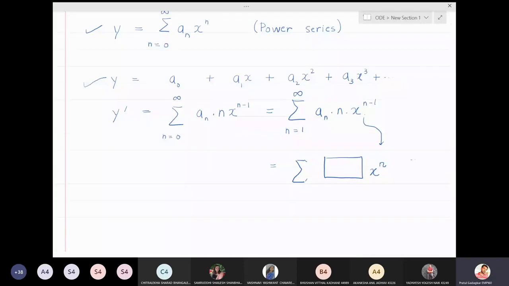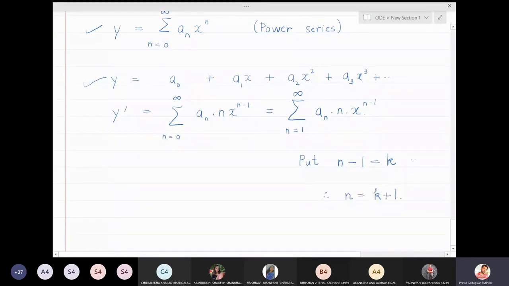So what I will do is simply put n minus 1 equal to k. I'm just doing a substitution, like in integration. If I put n minus 1 equal to k, this means that n will be equal to k plus 1, right? Let us look at the limits. What are the limits?